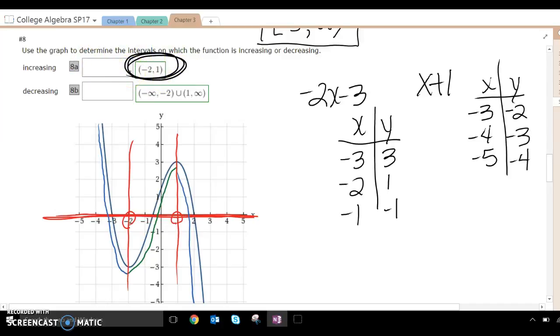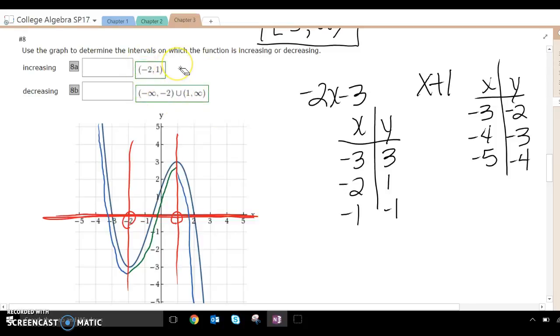Then where is it decreasing? Well, it's decreasing on the left of -2. So that would be everything from negative infinity up to -2. So that's this right here. And then everything to the right of 1 is where it's decreasing. So that's where they get this interval right here.